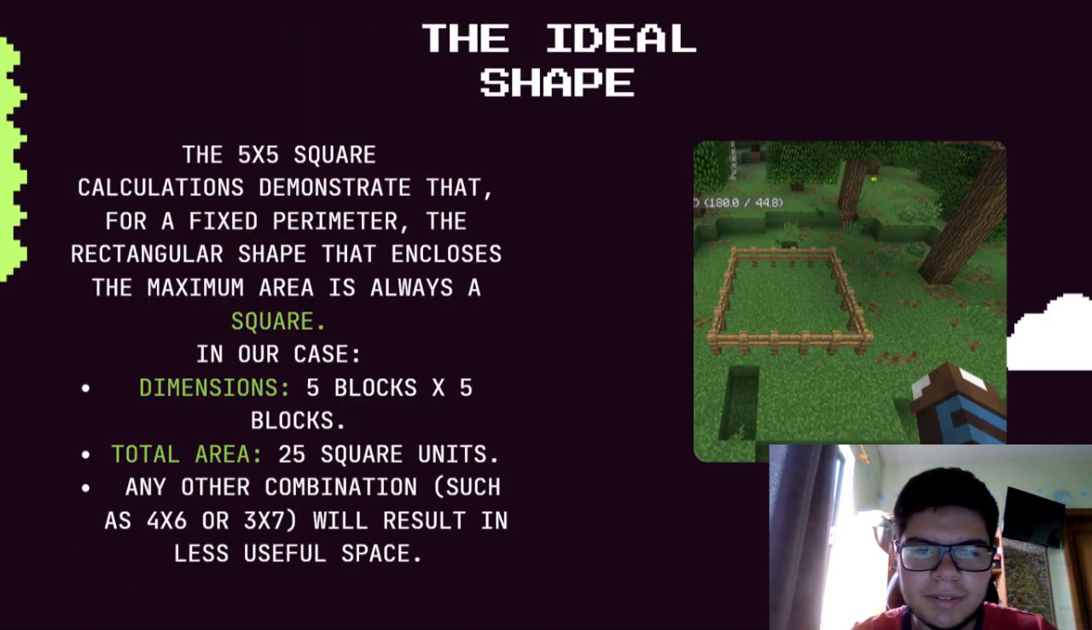The ideal shape was the 5 times 5 square. Calculations demonstrate that for a fixed perimeter, the rectangular shape that encloses the maximum area is always a square. In our case, the dimensions were 5 blocks times 5 blocks. The total area was 25 square units, and any other combination, such as 4 times 6 or 3 times 7, will result in less useful space.